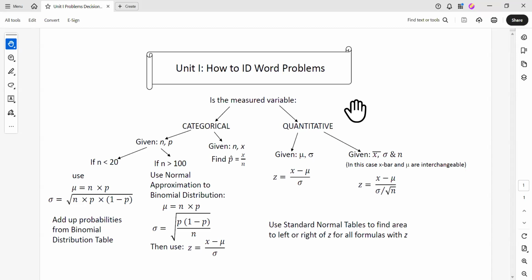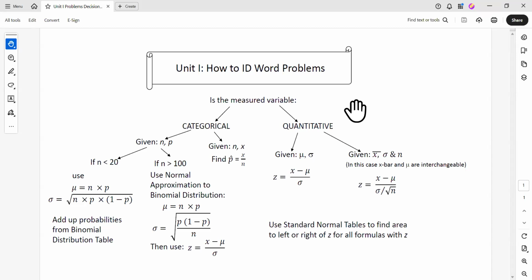All right, so overall, this diagram asks the question, is the measured variable categorical or quantitative? That's the thing you need to evaluate first. If it's quantitative, you need to know whether you're in a scenario where you have taken a sample and you have an X bar, or if you're just looking at population data. There's two different little z equations. You need to know which one to use.